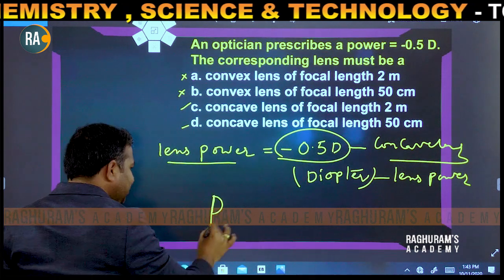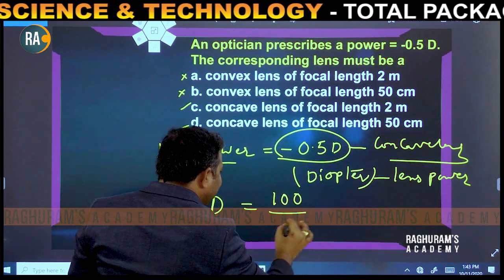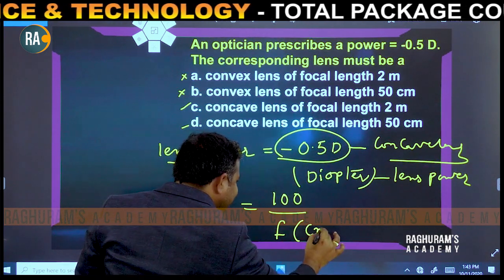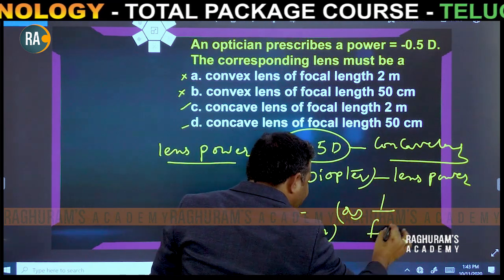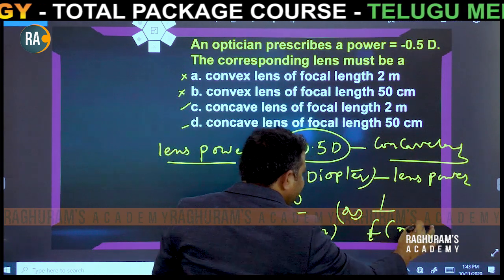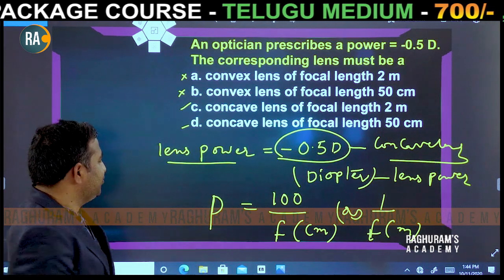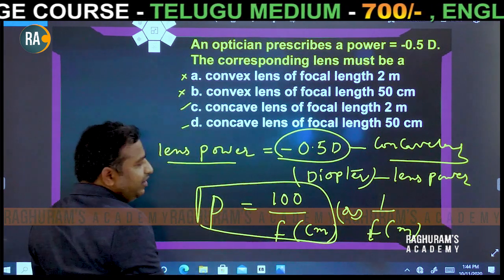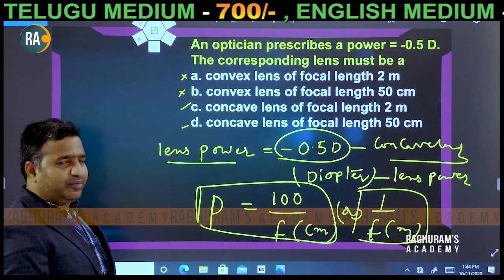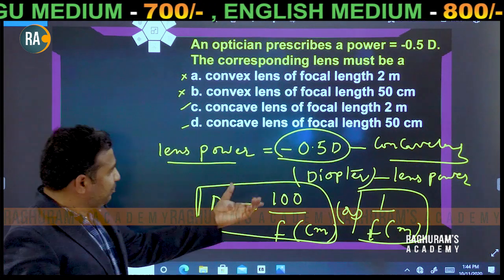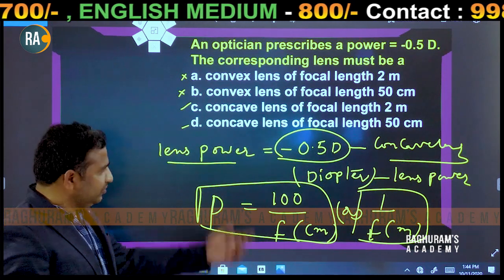The formula of lens power is P equals 100 by F when F is in centimeters, or P equals 1 by F when F is in meters. If the focal length is in centimeters, we should use the first equation. If the focal length is in meters, we should use the relation 1 by F. Based on this principle, we now calculate the focal length of the lens.